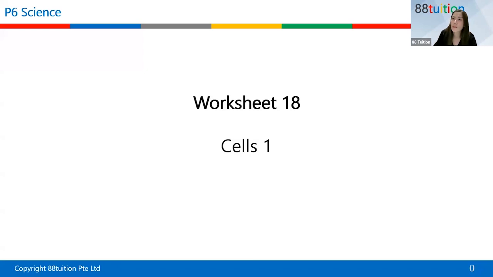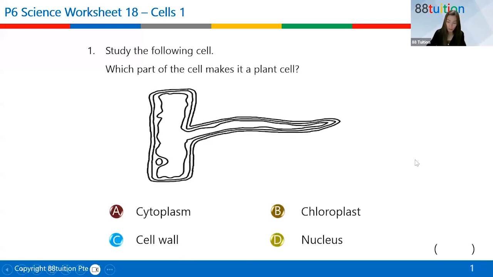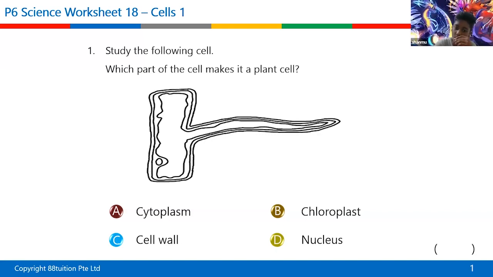So for the first question, study the following cell. Which part of the cell makes it a plant cell? I think this topic on plant cells and animal cells, you should be quite familiar with now, Shamu? The cell wall. The cell wall, okay, good.